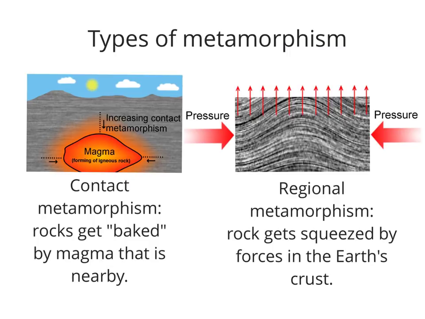Another thing that can happen to rocks when they're underground is that they can be squeezed. There's lots of forces in the Earth's crust, which we'll learn about later in the year. And those forces can squeeze rock and push it around, and that can actually make it change into a new kind of rock called a metamorphic rock. Both of these things happen under the Earth's surface, so metamorphic rocks really form underground.